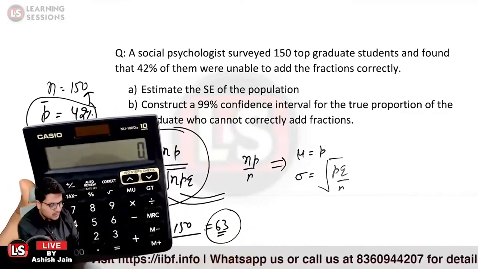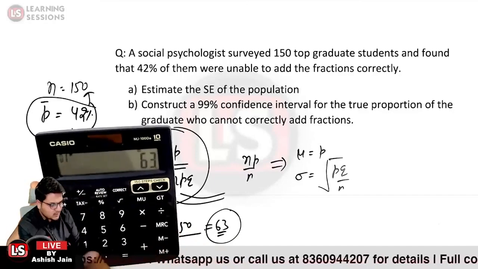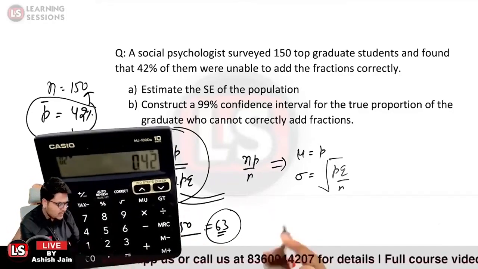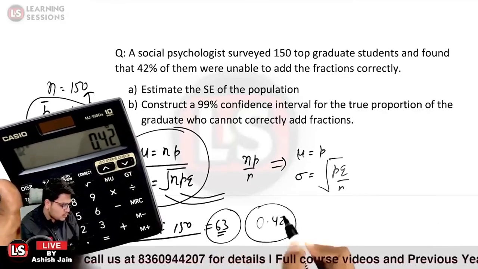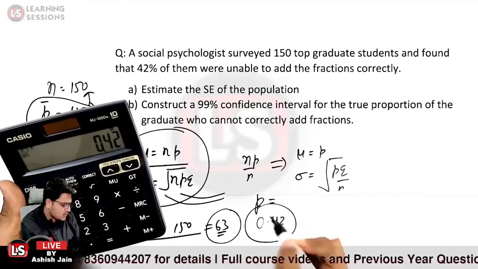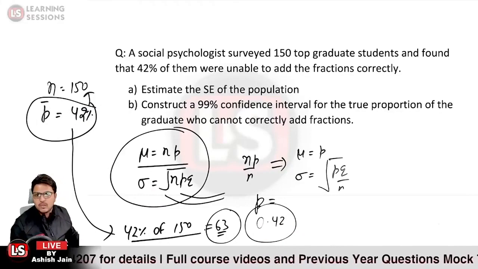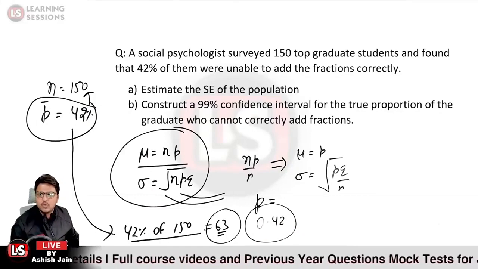So 63 out of 150, what would be the probability? 63 out of 150, that is equal to 0.42. So that is a probability. So what is the success probability? That is equal to p. So p is equal to what? P is equal to 0.42 over here.